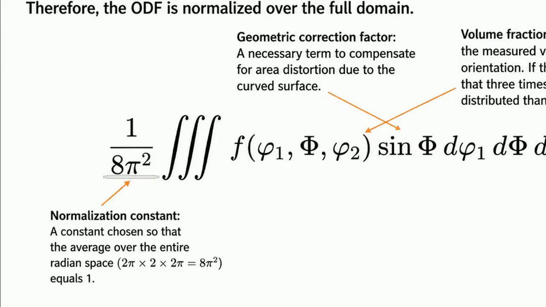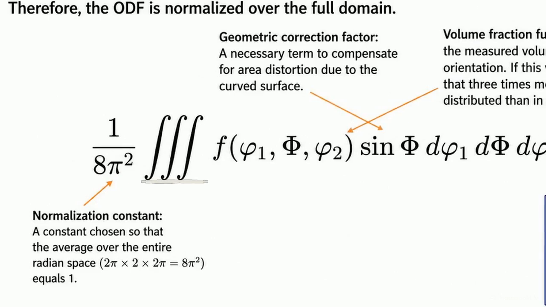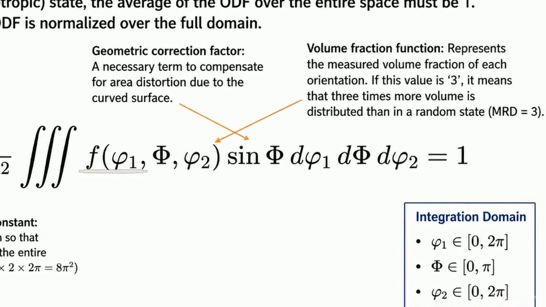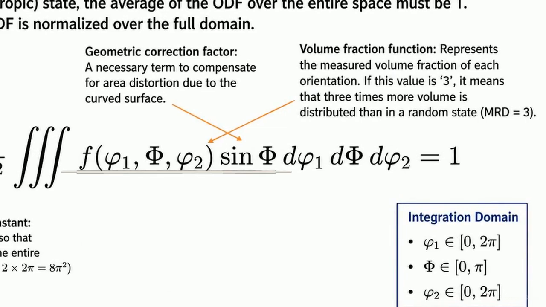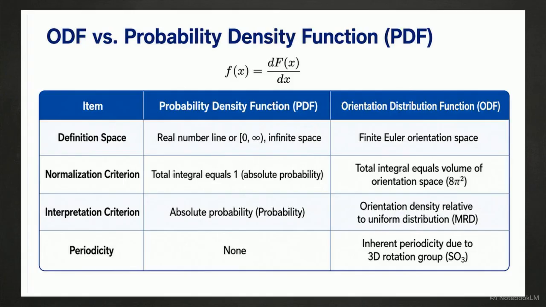We use a normalization constant of 1 over 8 pi squared, applied against the strict bounds of the Bunge convention's integration domain. Within that triple integral, the orientation function f and the sine phi geometric correction factor are integrated together. Comparing this table to a standard probability density function shows exactly why the ODF is more complex than basic statistics.